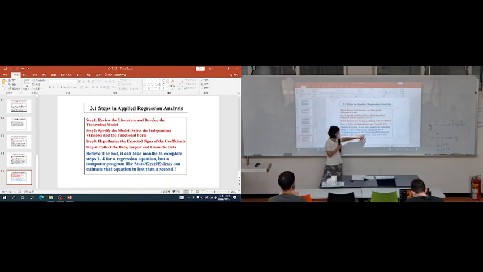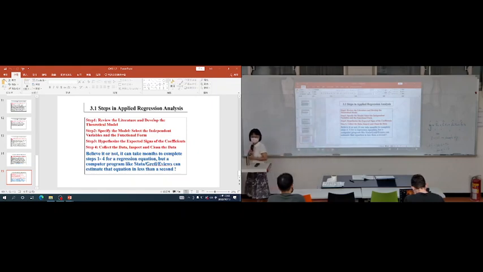But a computer program, so far we're using eViews, can estimate that equation in less than a second. I mean, you spend a lot of time from step 1 to step 4, and after you put all this data into eViews, within a second, all the results come out. So this is difficult, important, tedious, time-consuming, but it's worthy, it pays to do it. Okay?